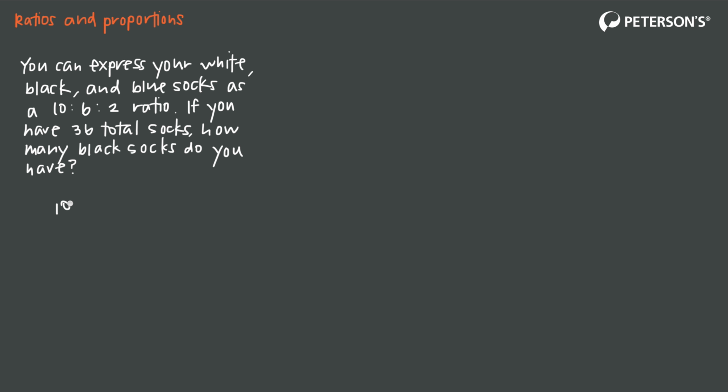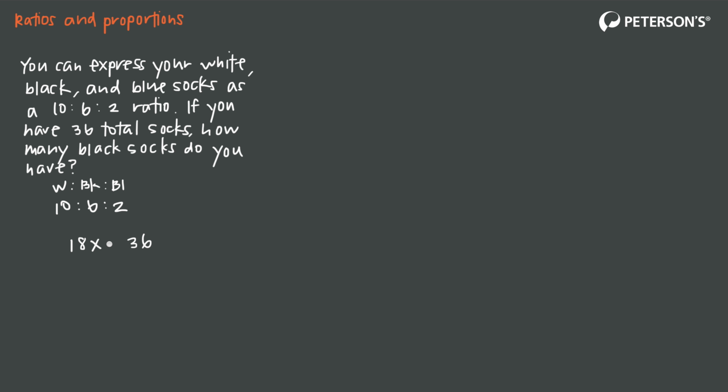So we have 10 to 6 to 2, white to black to blue, and it says that we have 36 total socks. So since I'm talking about total socks, I want to add up the socks I have here. 10 plus 6 is 16, 16 plus 2 is 18. So my ratio here, I have 18. But I know I have 36 total socks. So clearly this ratio has been reduced.